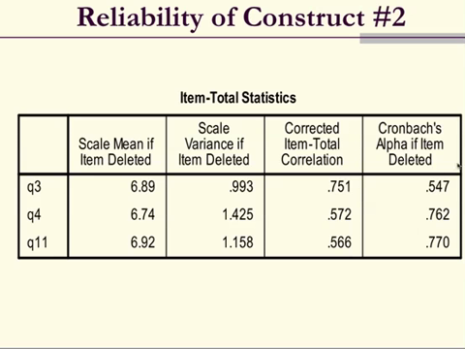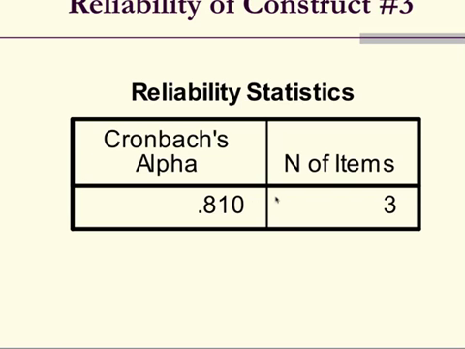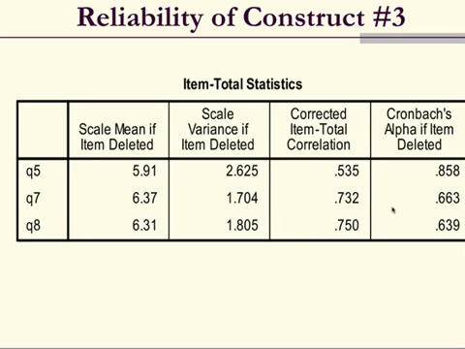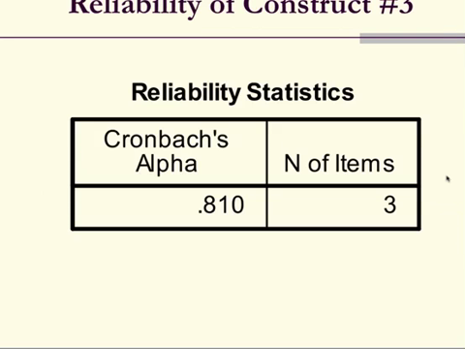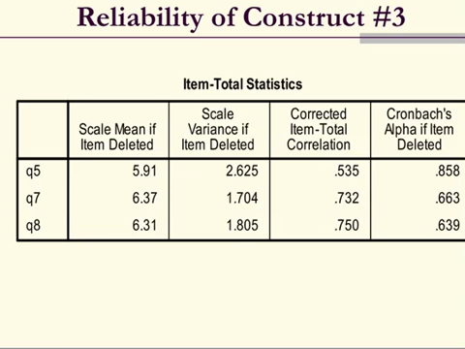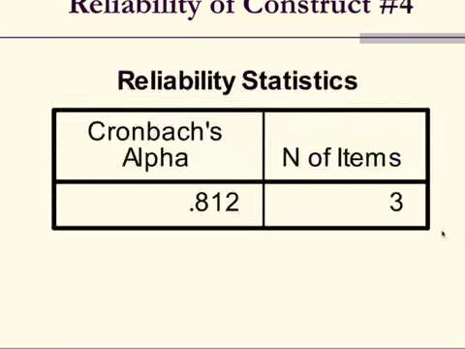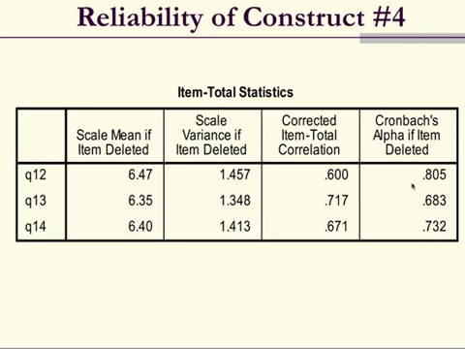If we look at construct number 3, Cronbach's alpha 0.810 for 3 items or 3 questions. Let's see, 0.858. What was it originally? Okay, so if we delete this question, our Cronbach's alpha actually goes up a little bit. We'll have 0.810 or we'll have 0.858. But if we delete question number 7 or delete question number 8, it goes down drastically. And if we check out construct number 4, our Cronbach's alpha is 0.812 for 3 items. And if we delete it, you can see that they all go down as well.